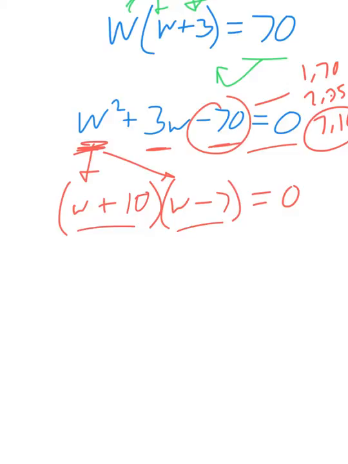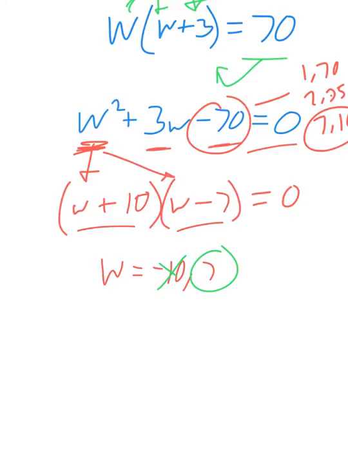I think that's going to be the trick. So W can equal negative 10 and 7 for the answers. And I'll realize, again, this is a problem with some context. We're talking about the area of some rectangle. It's a real rectangle, so a negative dimension isn't going to work. So 7 is going to be my answer.